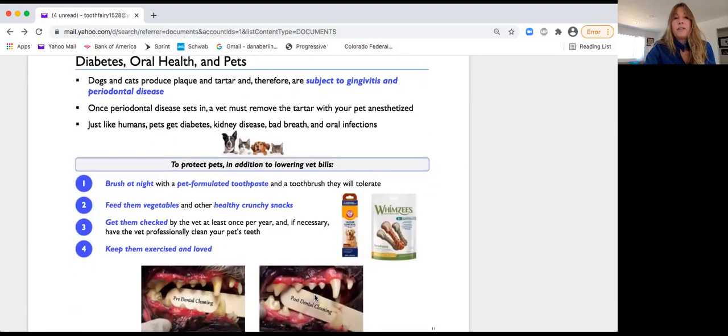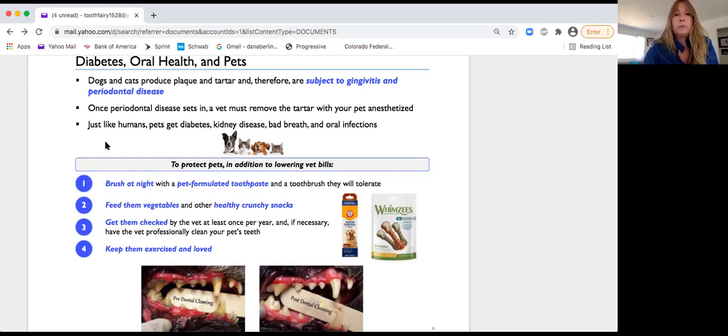Diabetes, oral health, and pets. Dogs and cats produce plaque and tartar and therefore are subject to gingivitis and periodontal disease. Once periodontal disease sets in, a vet must remove the tartar with your pet anesthetized and or pull teeth, unfortunately, if that periodontal disease is too severe. And just like humans, pets get diabetes, they get kidney disease, bad breath, and oral infections.